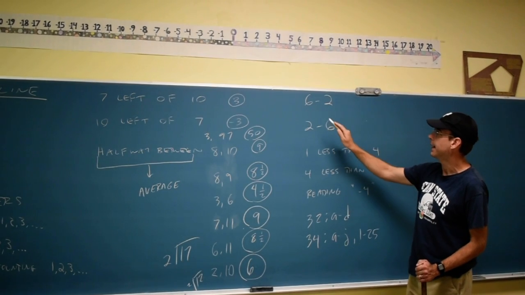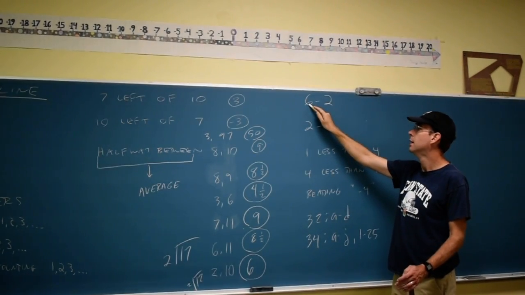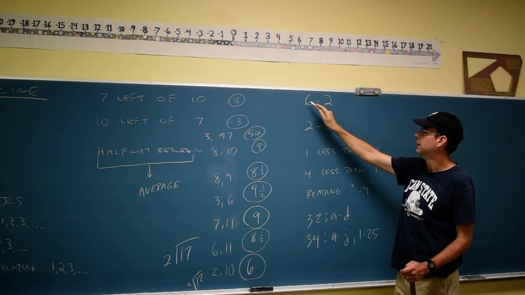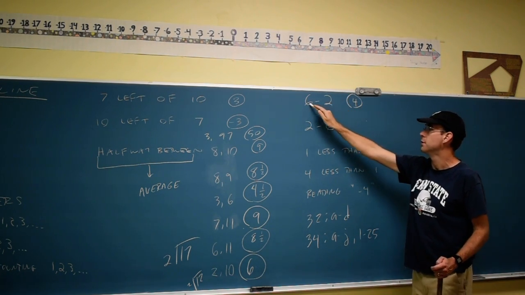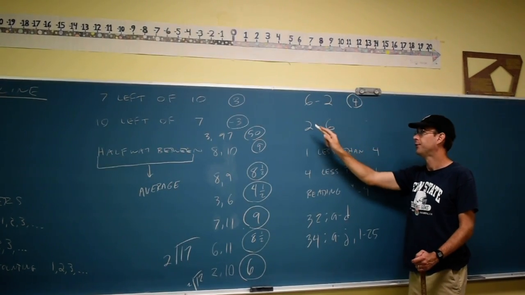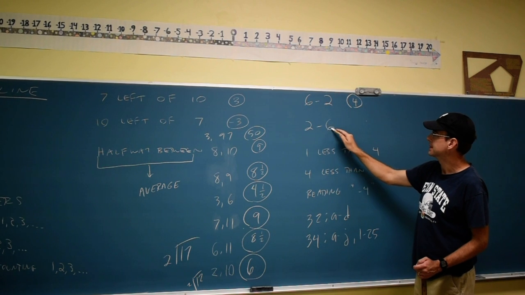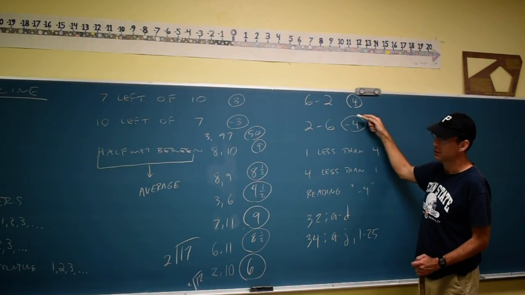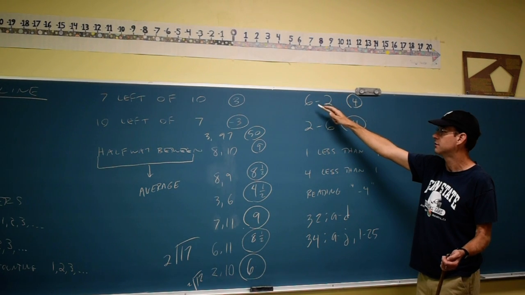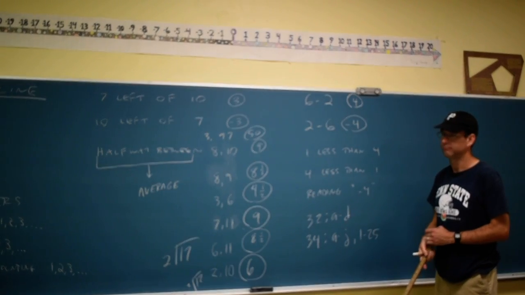Anytime you get a minuend that's bigger, first number bigger, you're going to get a positive result. So 6 minus 2 is a positive result because the minuend, the first number, is bigger. If the subtrahend, the second number, is bigger, 2 minus 6, we're going to go negative 4. They have the same number value, but positive if the bigger number's first, negative if the bigger number's second.